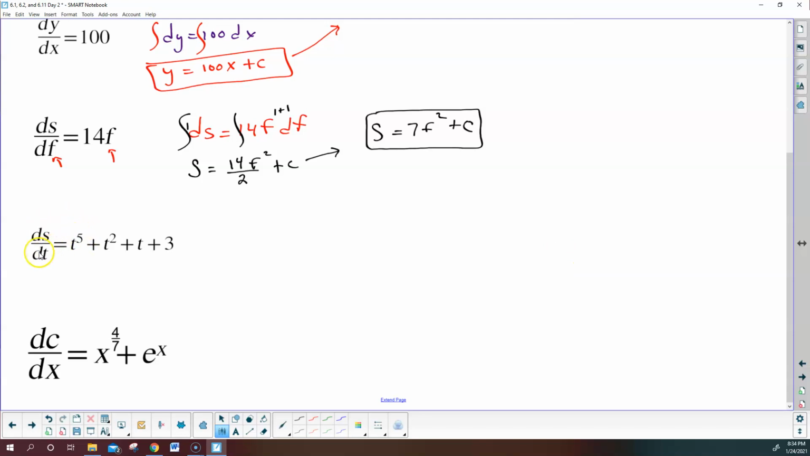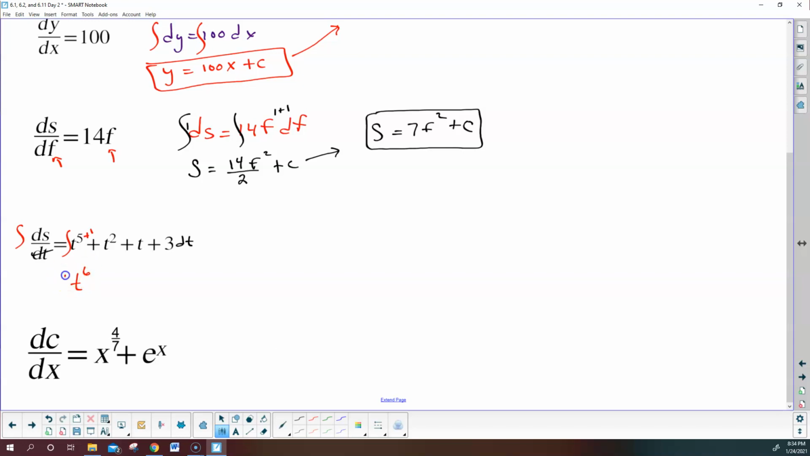So here's what I like to do. You don't really need to rewrite that. You put the dt over on this side, and then we just take the antiderivative. Well, let's deal with this one first. If I have a 5, I'm going to add 1. So this becomes t to the 6.